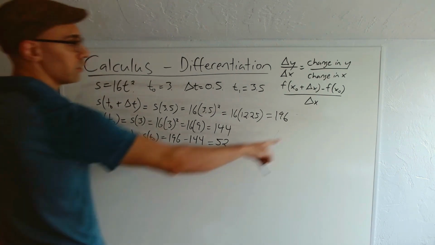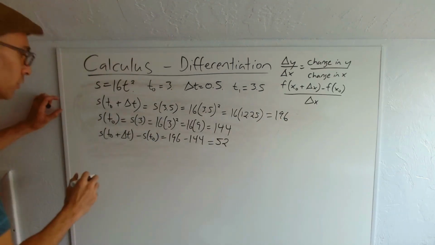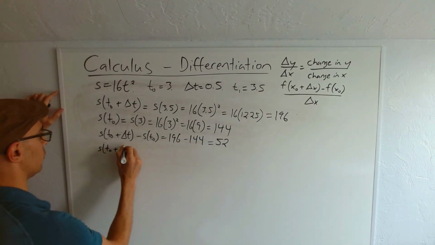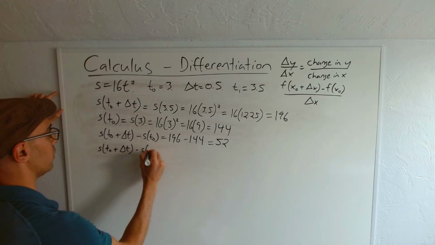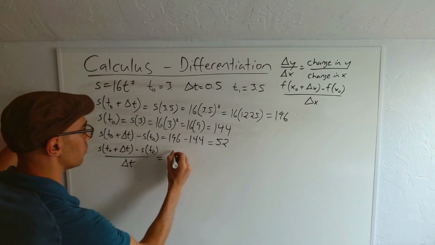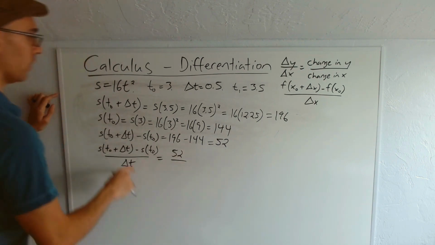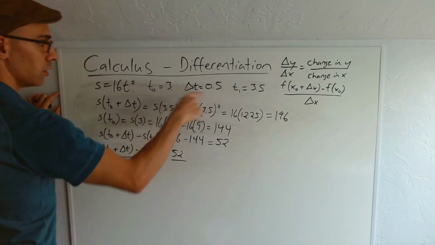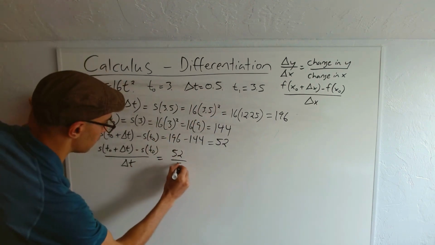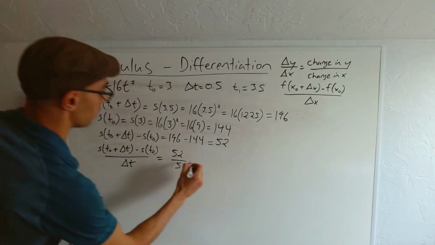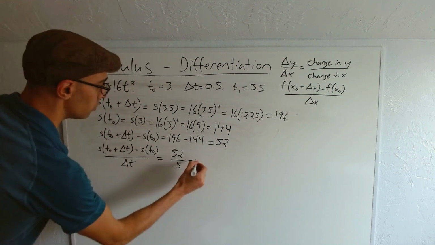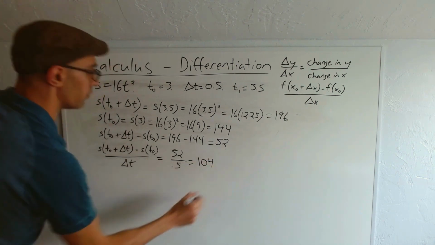All right. Now the bottom piece is just delta t. So s of t naught plus delta t minus s of t naught, divided by delta t, is 52 divided by what was delta t, 3.5? Oh, sorry, 0.5. That would have definitely thrown off the answer by quite a bit. And dividing by half means you're just multiplying by 2. So we get 104.